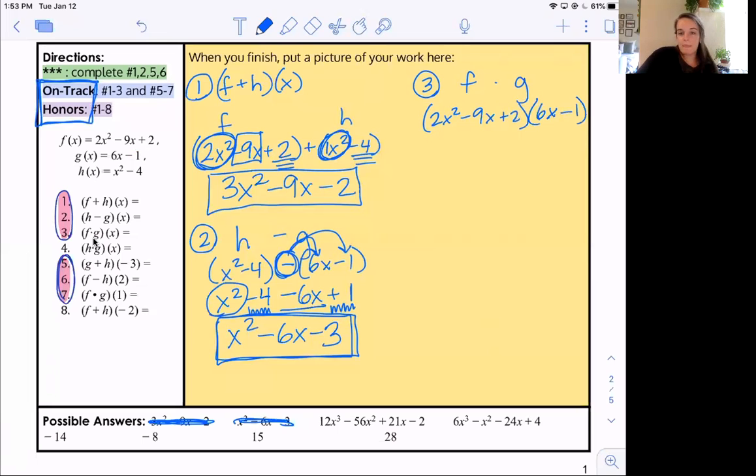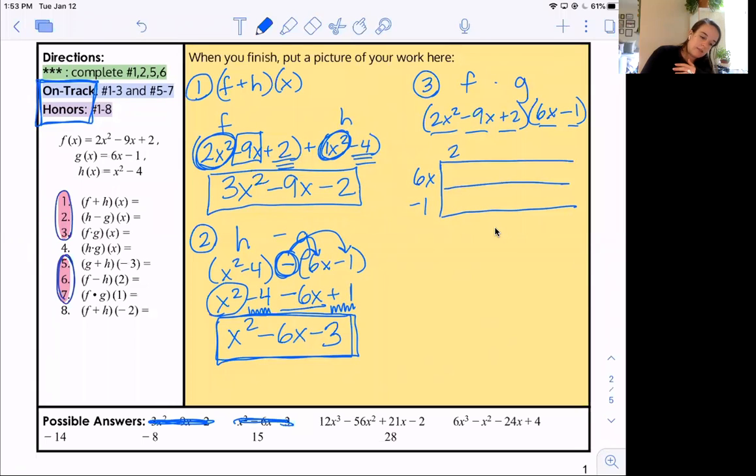So is this going to be like a normal 2x2 box? No, it's not. It's going to be a bigger box. Yeah, absolutely, Derek. It's going to be 2x3, right? Because we have 1, 2, 3, and we have 1, 2. So we have 2, which would be 6x minus 1. And then we have 3 across the top: 2x squared, negative 9x, and 2.